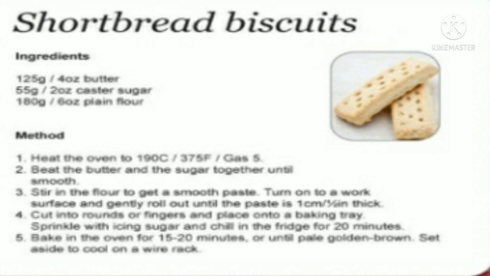Turn onto a work surface and gently roll out until the paste is 1 centimeter or half an inch thick. Number 4, cut into rounds or fingers and place onto a baking tray. Sprinkle with icing sugar and chill in the fridge for 20 minutes. And 5, bake in the oven for 15 to 20 minutes or until pale golden brown. Set aside to cool on a wire rack.